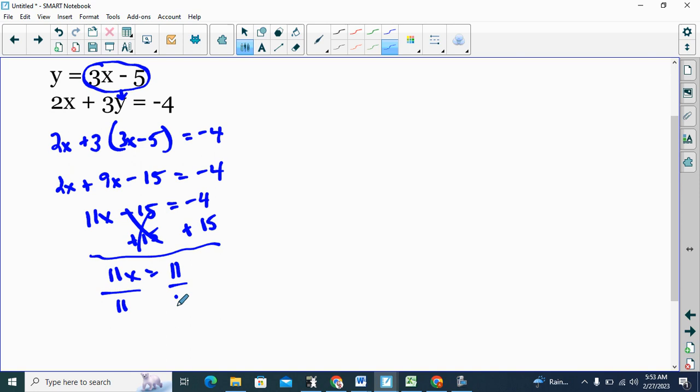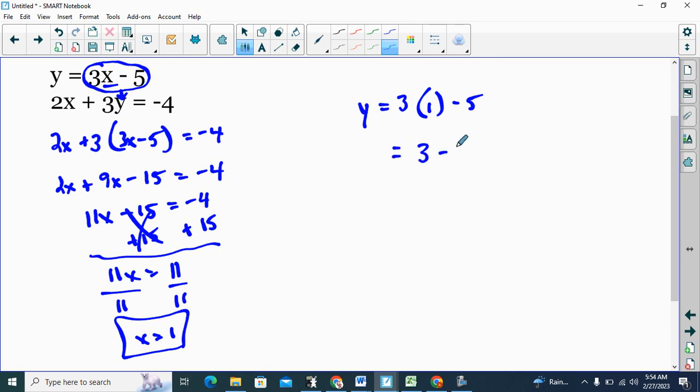And divide both sides by 11. x equals 1. Remember, we need both an x and a y. Once we have x equals 1, we plug 1 in for x. In either equation, I'm going to plug it in the top one, might be easier. y equals 3 times 1 minus 5. It goes in for the x. 3 times 1 is 3. 3 minus 5 is negative 2. x equals 1, y equals negative 2.